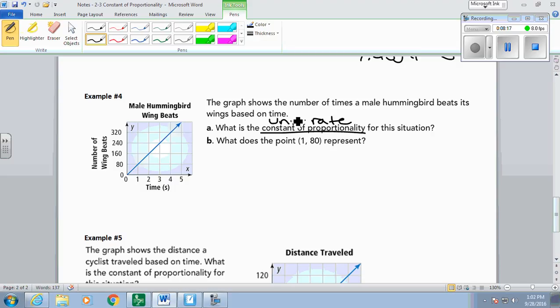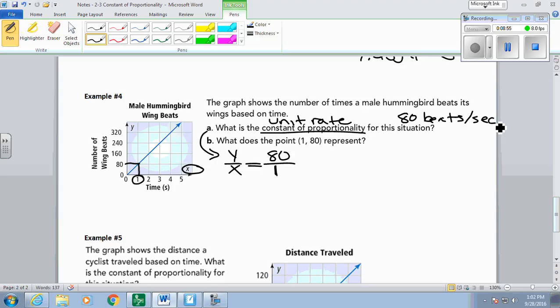The unit rate, if I'm talking about Y divided by X, I want my X to be 1. So I look at my graph, and I'm looking on the X-axis when I have 1. And where I have 1, I will go up until I hit my line, and I go over, and I hit 80. So when the time is 1 second, the number of beats will be 80. So the unit rate would be 80 beats per second.